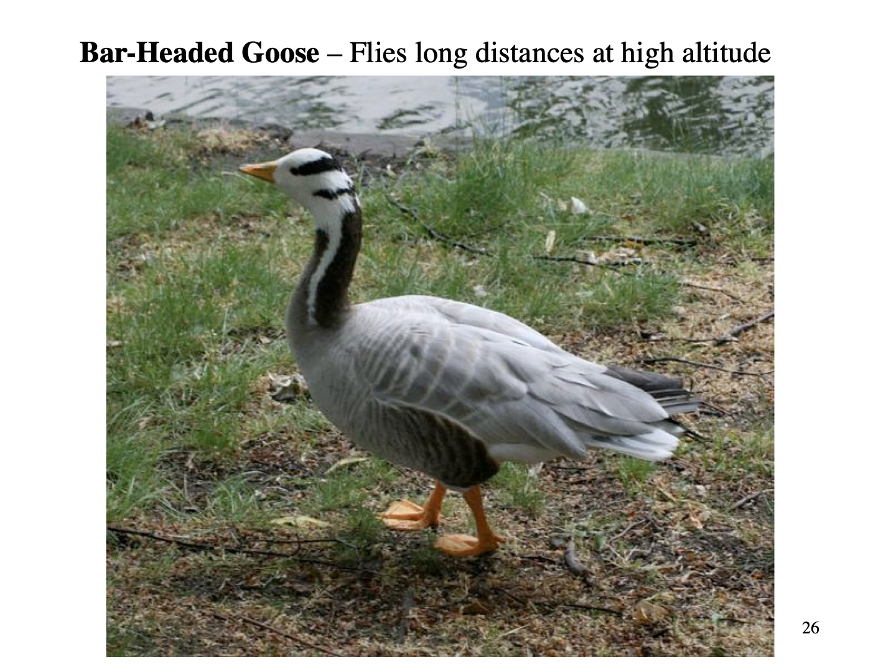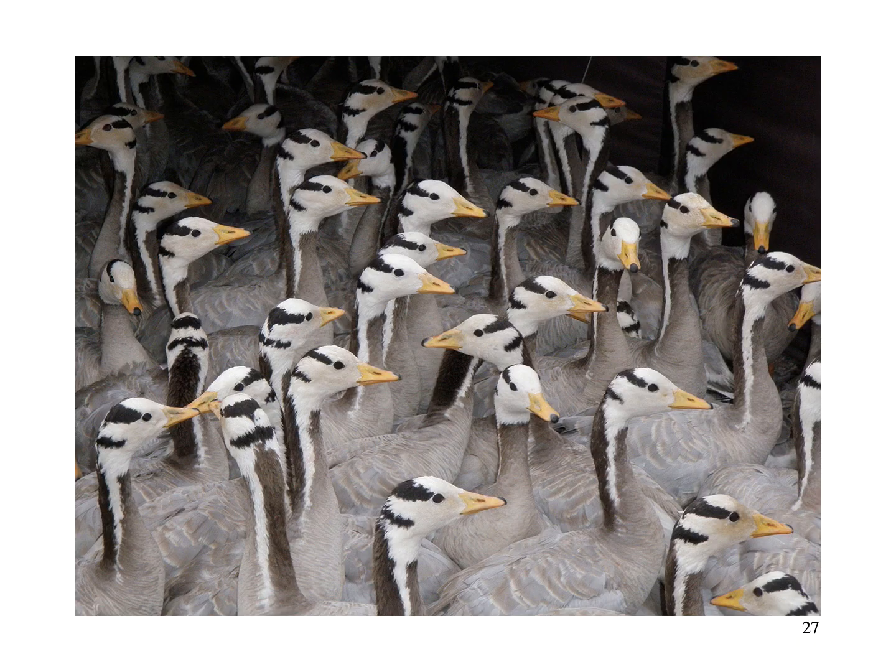Now I want to talk about one bird that's been studied to a great extent with regard to adaptation. It's a bar-headed goose that flies long distances at high altitudes. It actually flies over the Himalayas. Here's a flock of bar-headed geese. They're a medium-sized goose with very efficient lungs and circulatory systems for flying over the Himalayas.